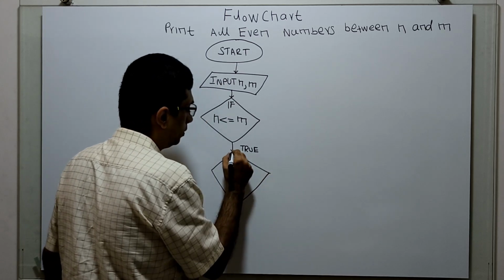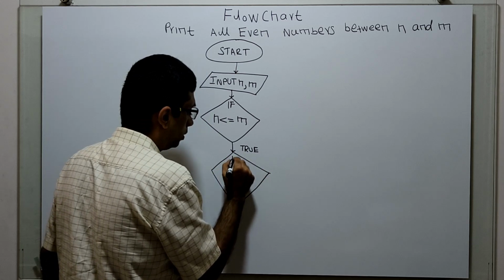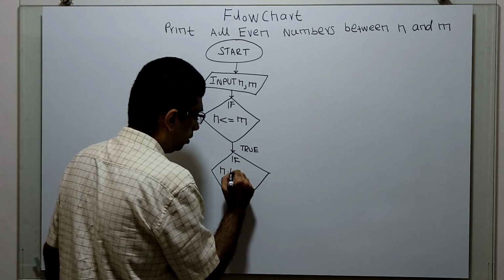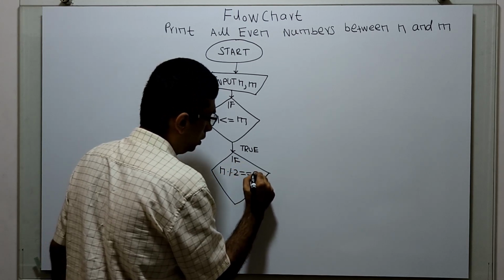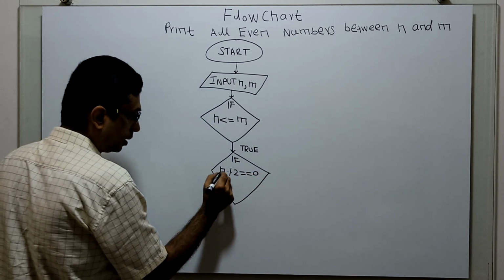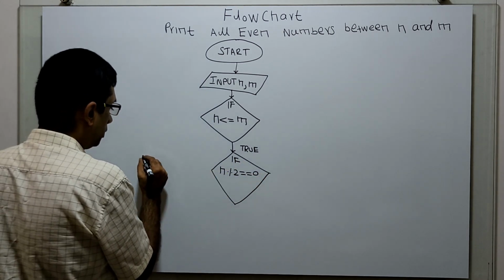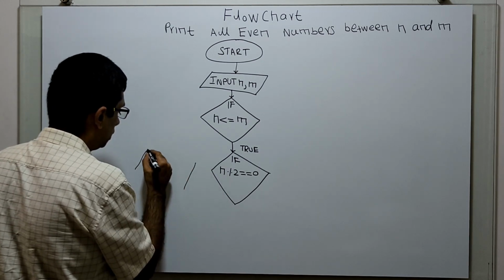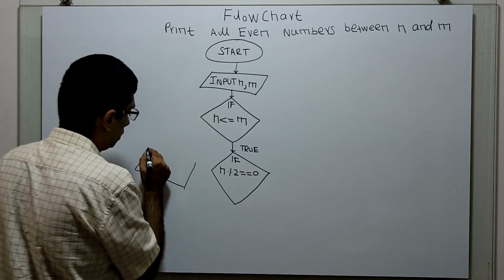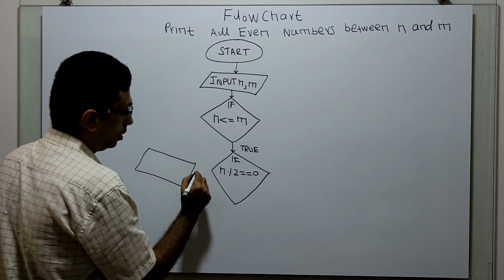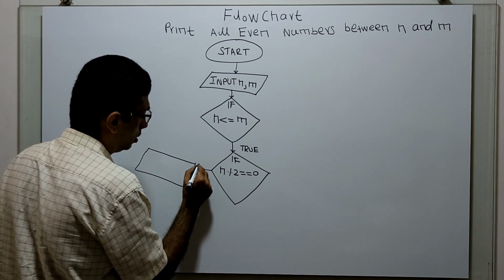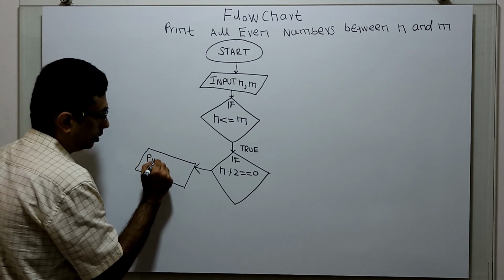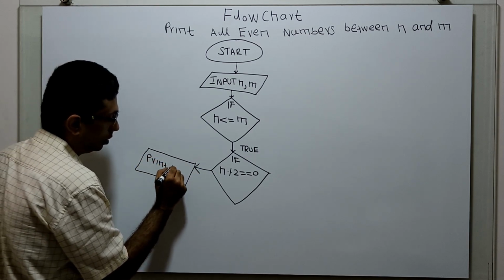I am checking if n modulo 2 is equal to 0. If this condition is true, I'm printing the number n.